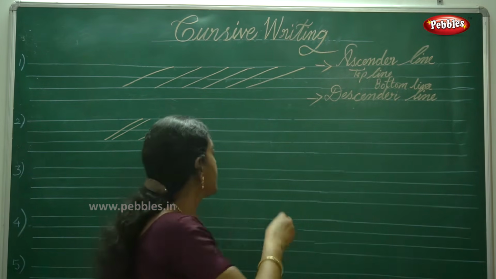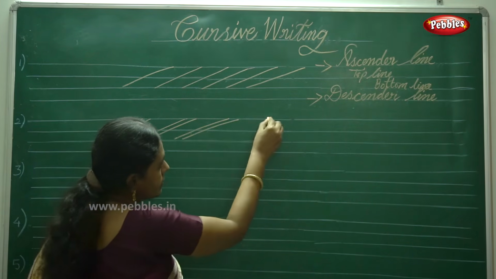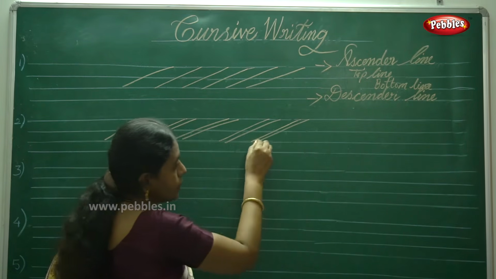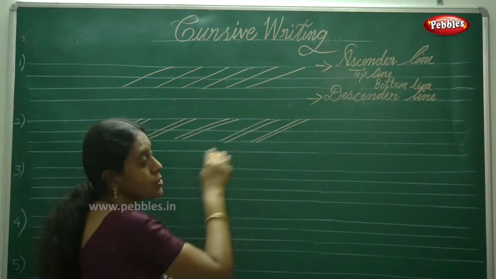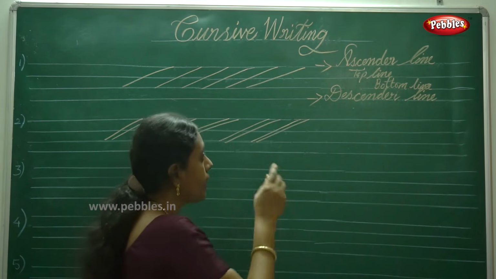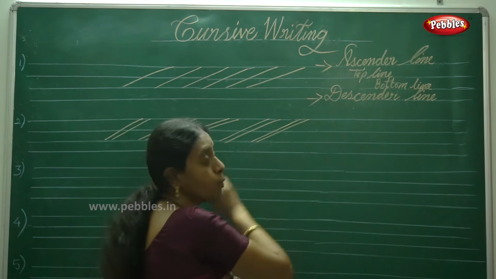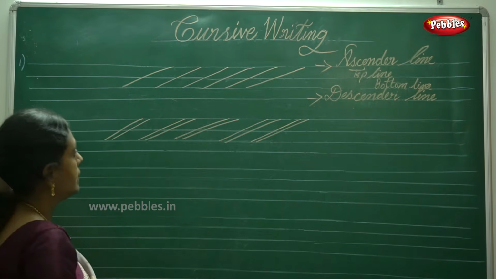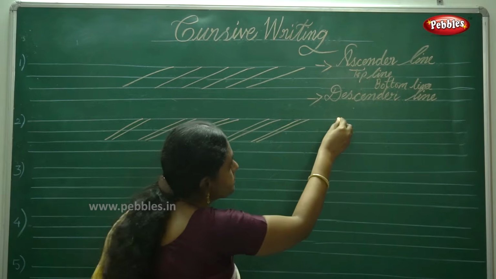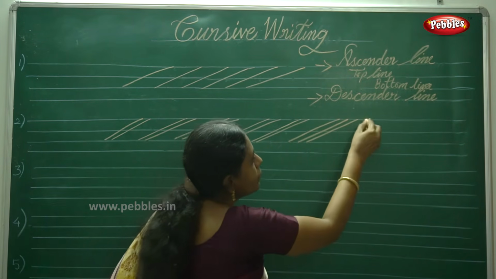Then similarly, ascender to bottom, slanting. You have to write only from upward to downward. Don't write from downward to upward. It is the wrong mode. You have to write from the top to the bottom and observe the line, ascender to bottom. Then these two lines, then you have to come here and make 4 lines.